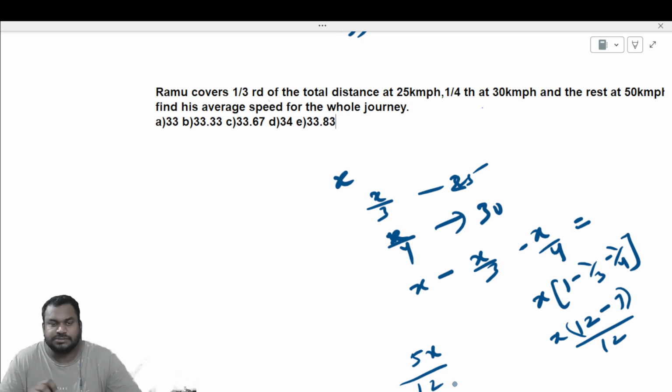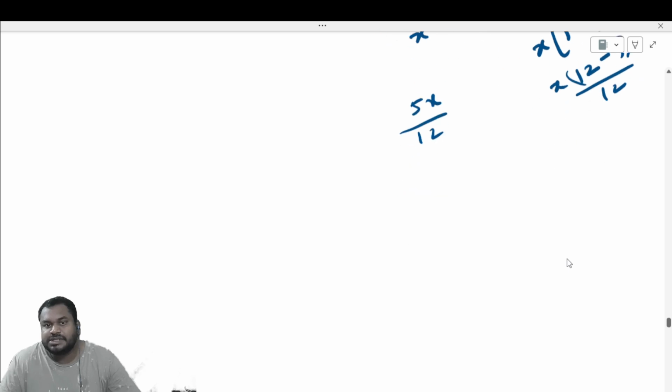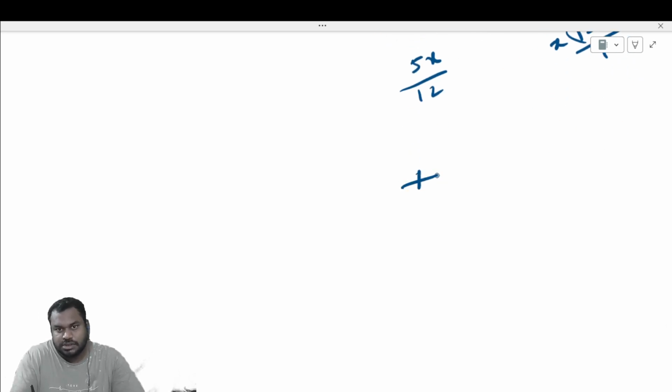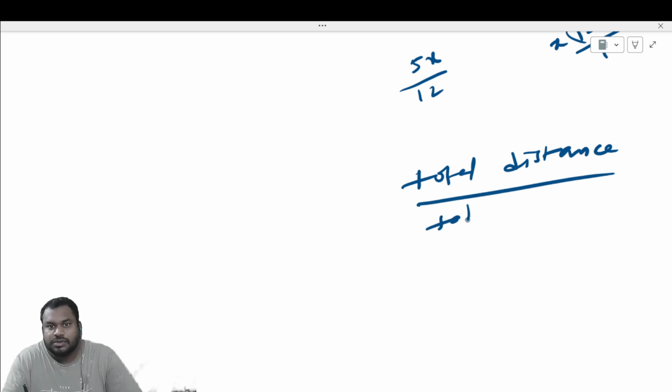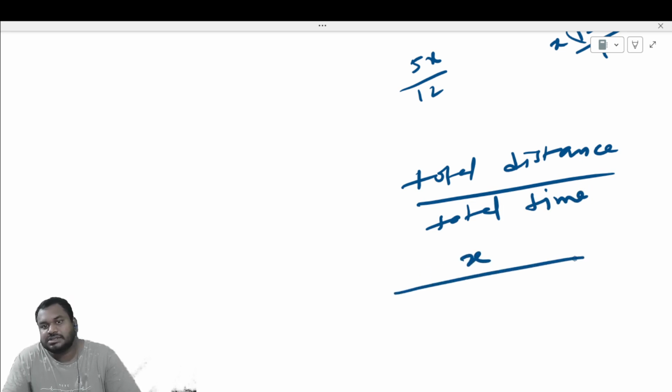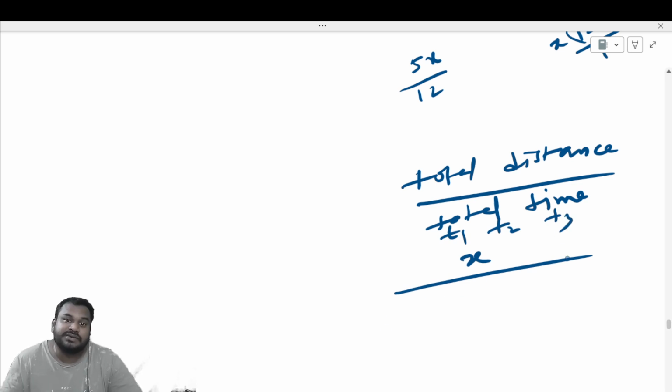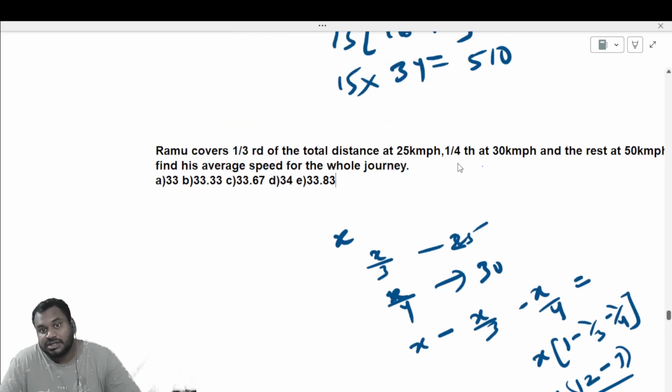x is the remaining distance. Now we got all the distances and the speeds. Average speed as per the formula is total distance by total time. See here, total distance is x. Total time is nothing but the combination of t1, t2 and t3. So t1 is the time taken for covering the first one third, then t2 is 1/4, and the third is the remaining.